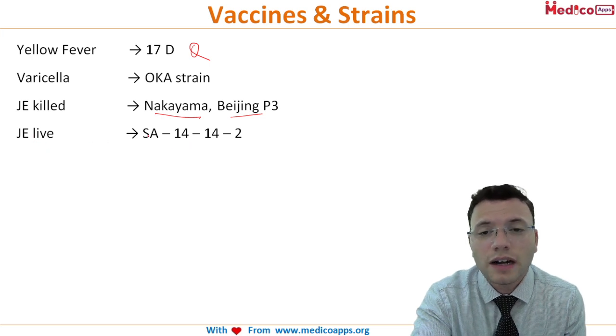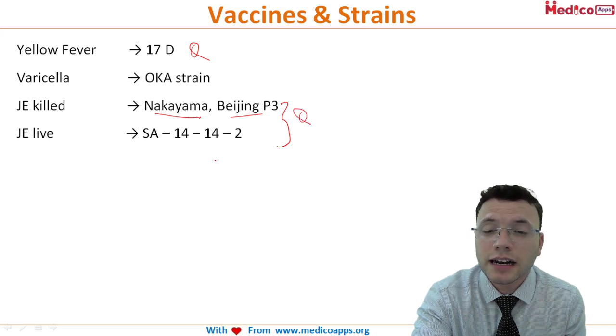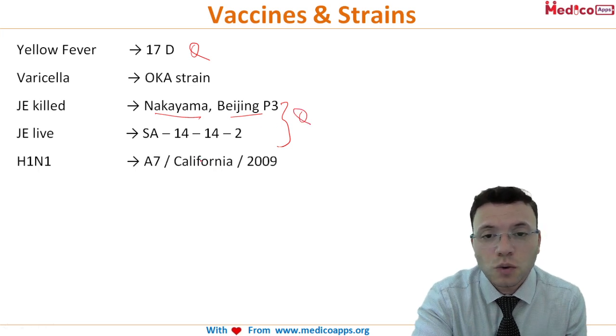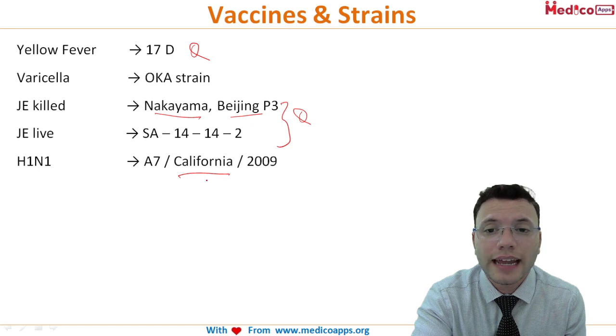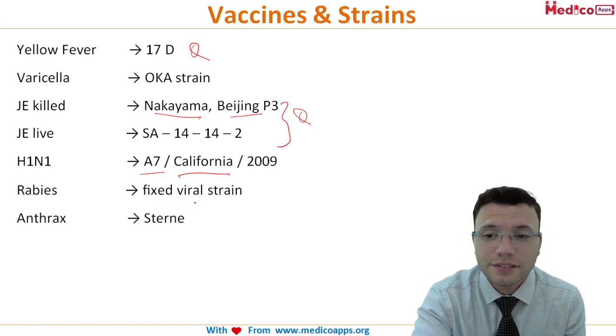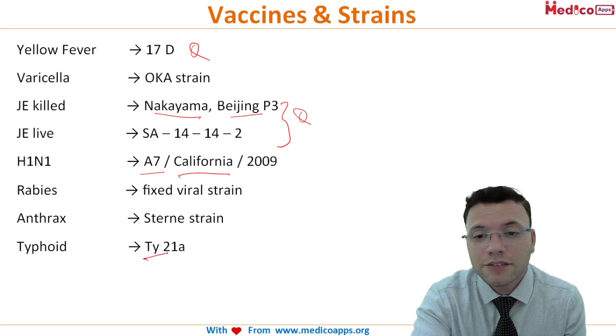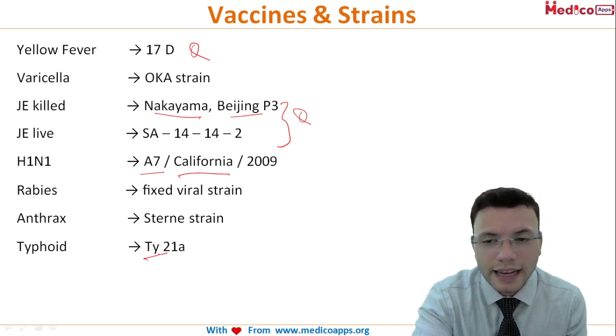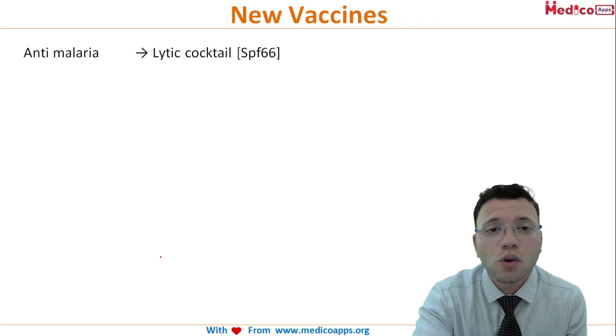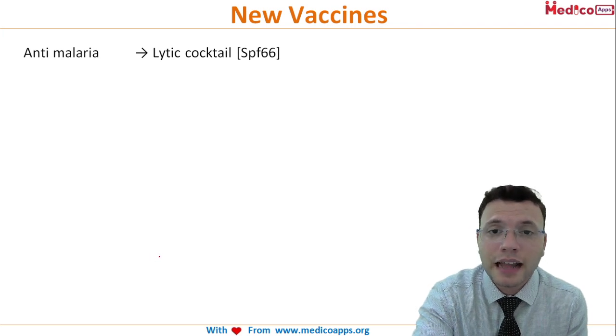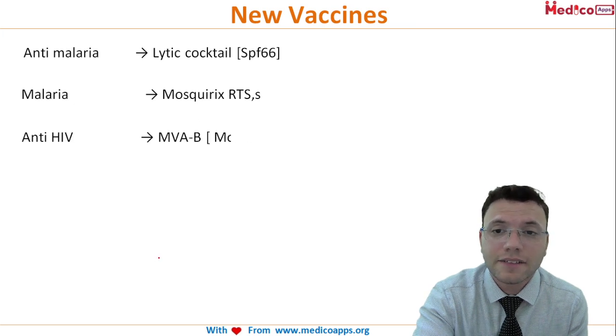The live one is prepared by SA 14-14-2. So you have a question here: which one is alive, which one is the killed one. H1N1, California, A7. Rabies, fixed virus strains. Anthrax, Sterne strain. Typhoid, in the name itself, we have Ty21a. And the new vaccines for malaria, that is Lytic cocktail, and Mosquirix RTS,S.